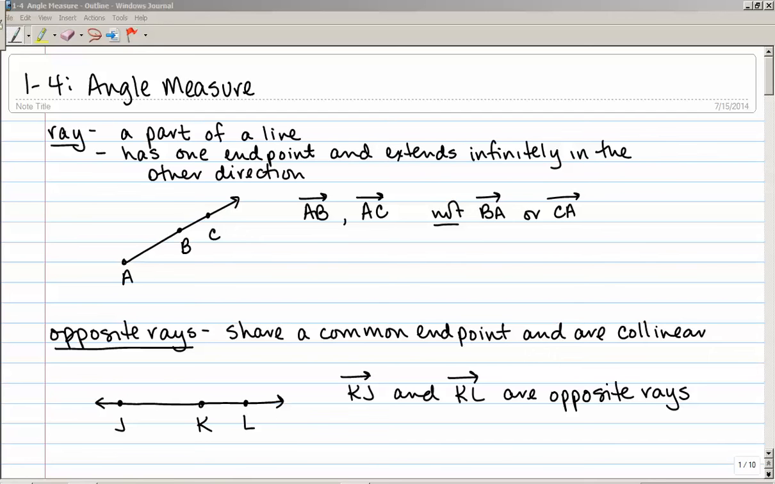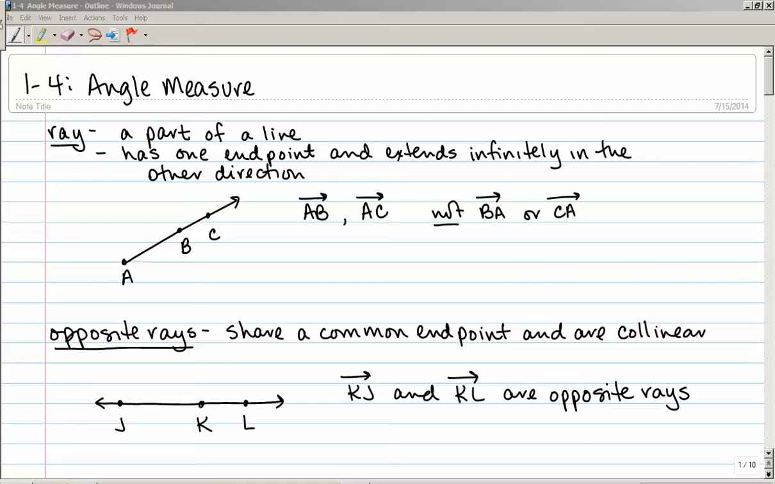Now, when you're naming a ray, the first letter has to be the endpoint. I know when we said we were naming a line or a line segment, the order didn't matter, but for a ray, it does. So I can refer to ray AB or ray AC, but not ray BA, because that would be going in the other direction and the arrow doesn't go that way. Nor can I call it ray CA.